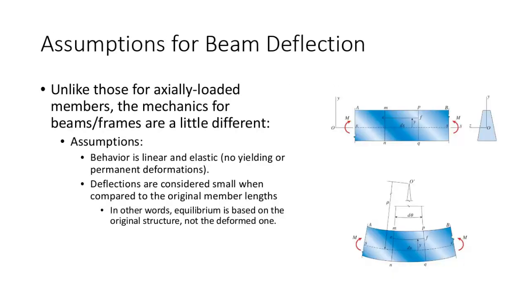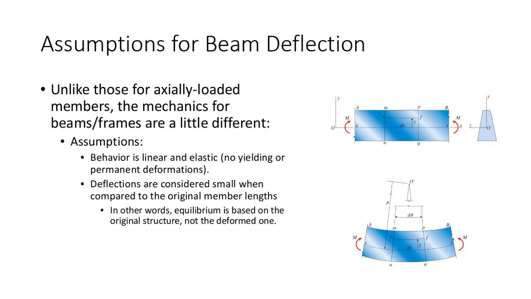Okay. All right. So let's talk about our beam deflection. The mechanics for beams and frames are a little different. We're going to make some similar assumptions. We're going to assume that the behavior is linear and elastic, just like we had before. We're going to assume that the deflections are small.